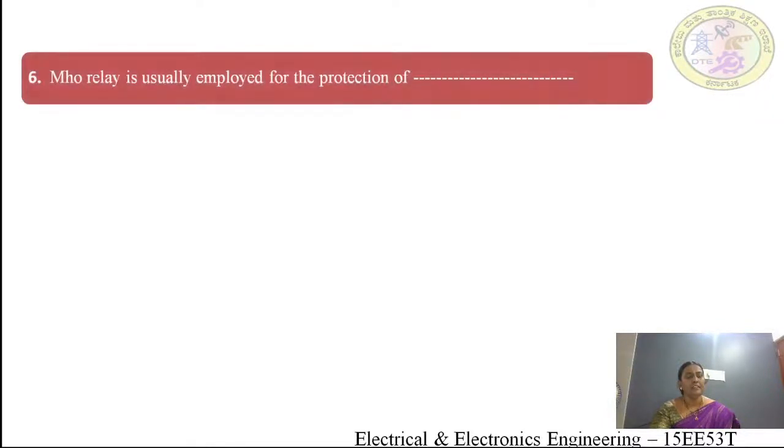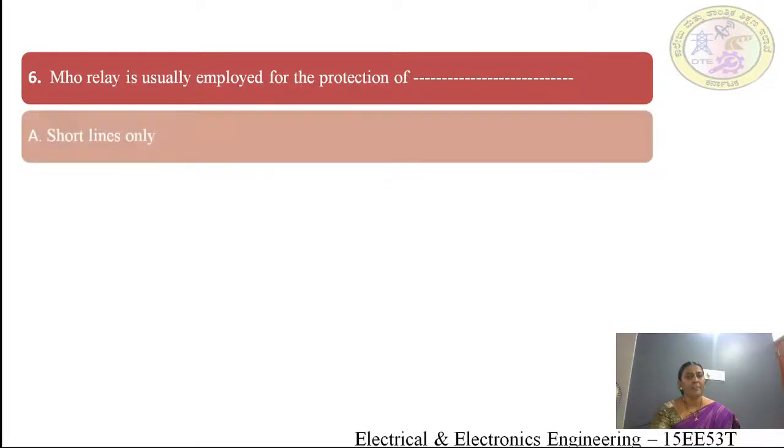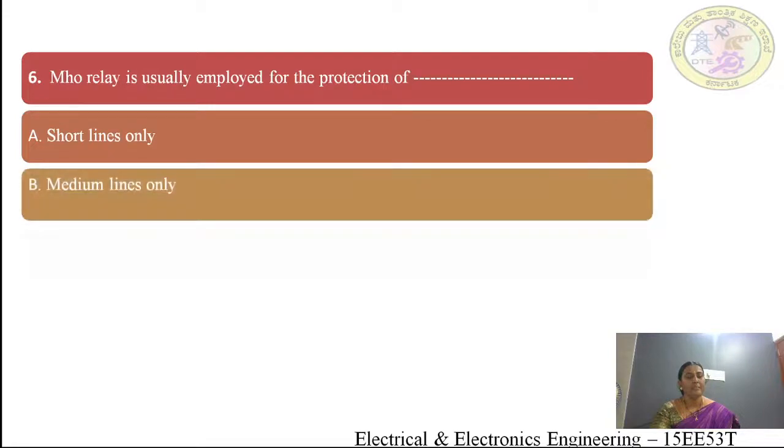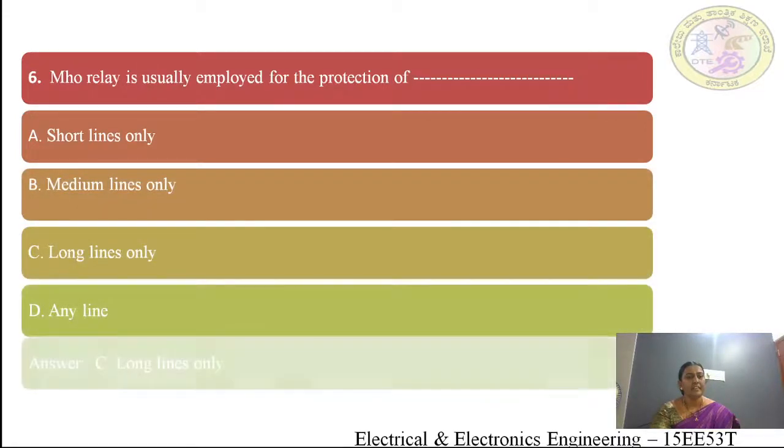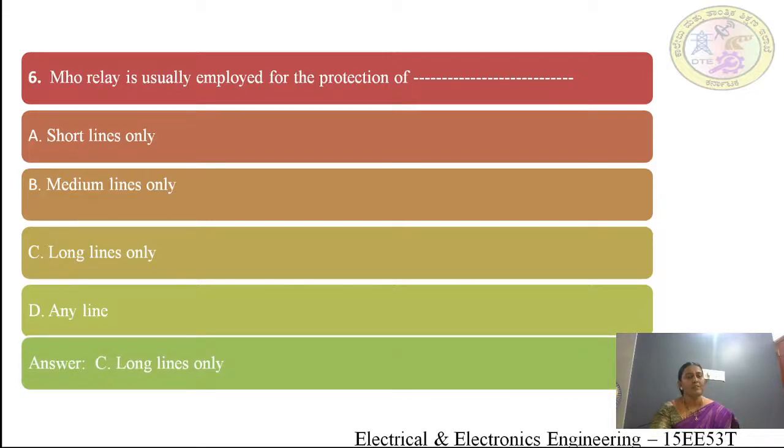And question number 6. A Mho relay is usually employed for the protection of short line only, medium line only, long line only, or any line. The answer is long lines only. Mho relays are usually employed for the protection of long lines only.